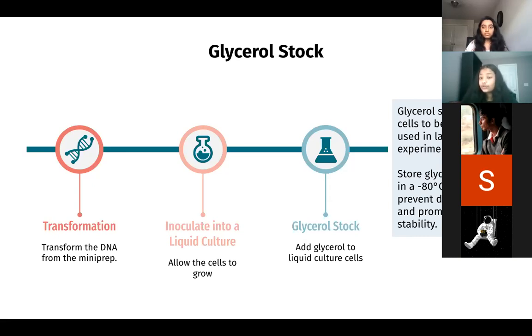And make sure to store your glycerol stock in a negative 80 degrees Celsius freezer. This is very, very important, because if you do not store it at that temperature, then it will degrade. And also keeping it in a negative 80 degrees Celsius freezer will promote stability of your cells. If you do not, then you won't be able to use them in experimentation, as they will be degraded.